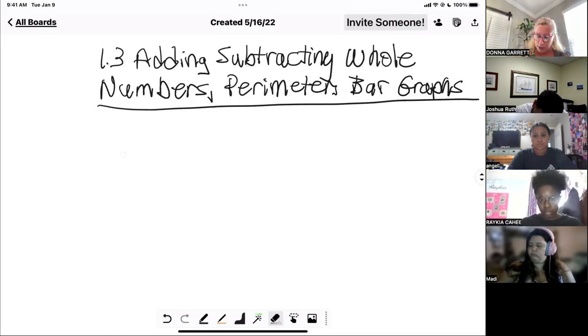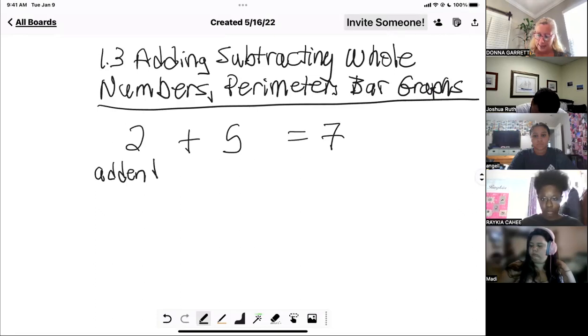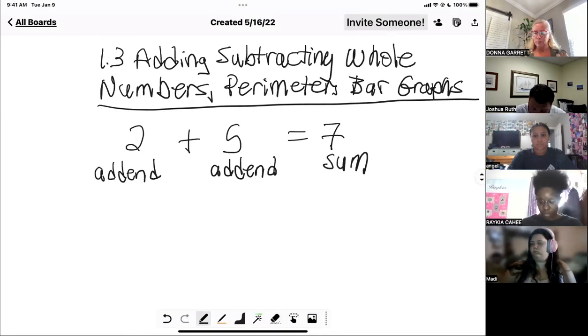Okay, so let's look at numbers. Let's say I want to add 2 plus 5, and that's equal to 7. They have special names. This is an addend, this is an addend, and this is a sum. So you add two things, the things you're adding are called the addends, and what you get at the end is a sum.